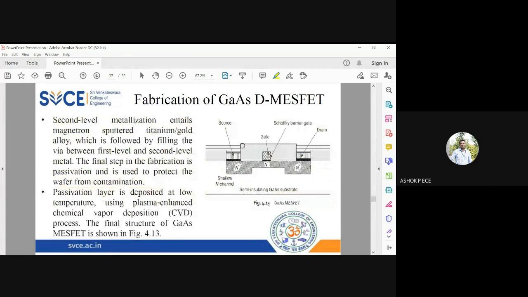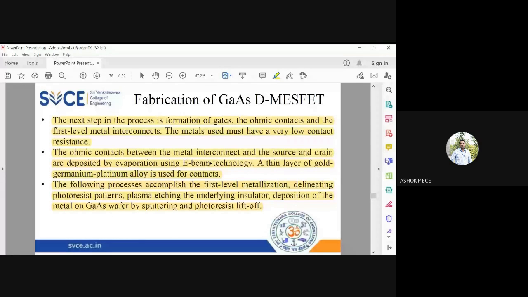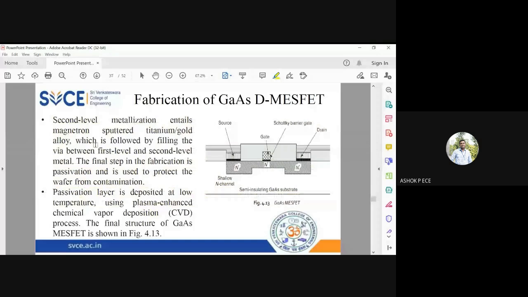So second level metallization entails a magnetron sputtered titanium gold alloy, which is followed by filling the via between the first level and second level metal. For the first level metal I'm going to use gold, and a gold, germanium, platinum alloy. For the second level I'm going to use titanium gold alloy. And between the two metals, you are going to fill the via between the two metals.